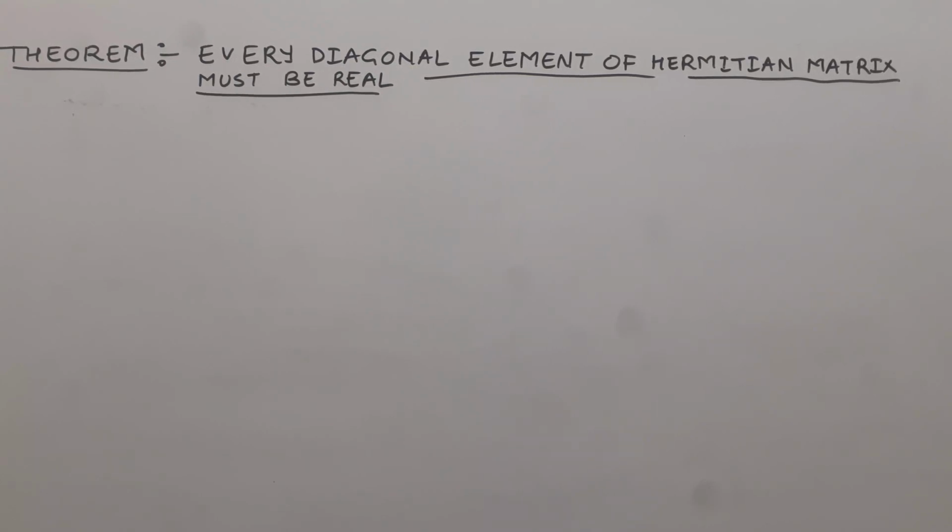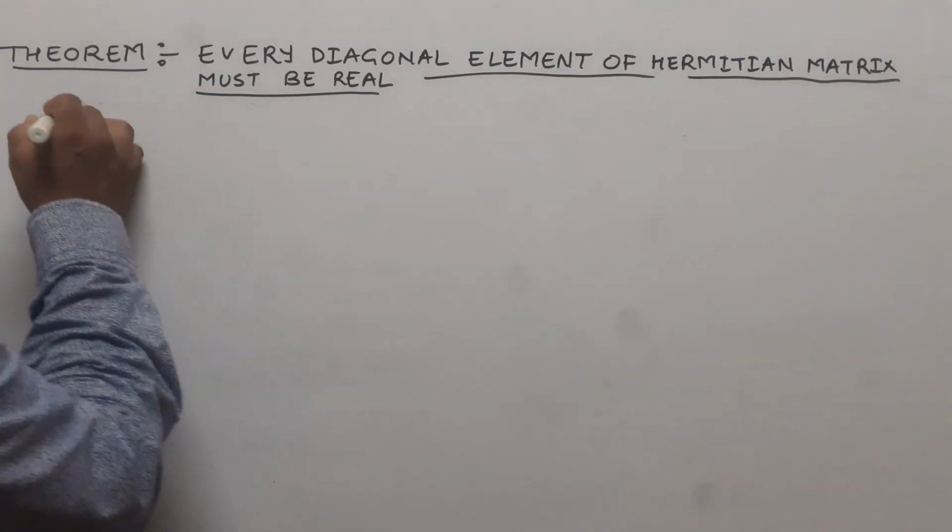Hello friends, in this theorem we have to prove that every diagonal element of a Hermitian matrix must be real. मतलब Hermitian matrix के जो diagonal के एलिमेंट होंगे वो रियल नंबर होंगे.